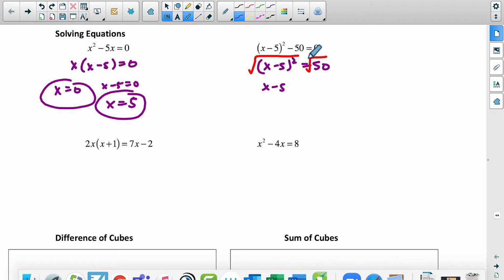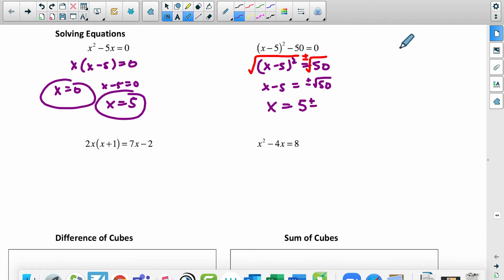But on this side, remember, you need to put plus or minus. When you solve equations and take a square root, you got to put plus minus. So you have plus or minus root 50. But wait a minute, root 50, we're not too happy with that. We're going to change that in a second. Let's move the 5 over, so negative 5, it moves over, becomes 5. And we have plus or minus root 50.